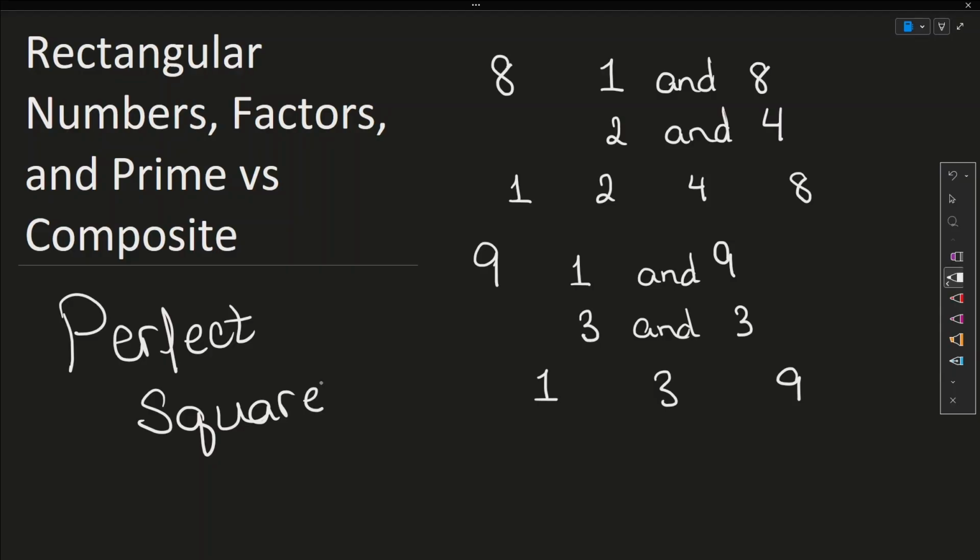So here's the big idea. Most numbers have an even number of factors. Perfect squares have an odd number of factors. Why? Because one factor is repeated in the middle.